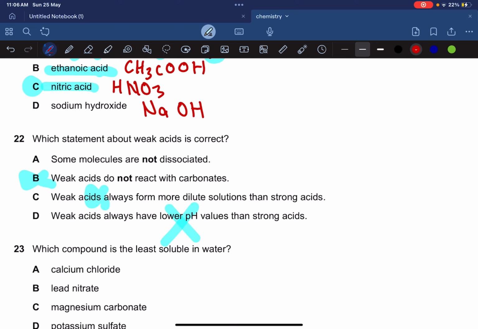देखिए, अगर ethanoic acid है तो उसकी शायद 5 हो, but अगर HCl है तो उसकी शायद 2 हो, तो they have a higher pH values.